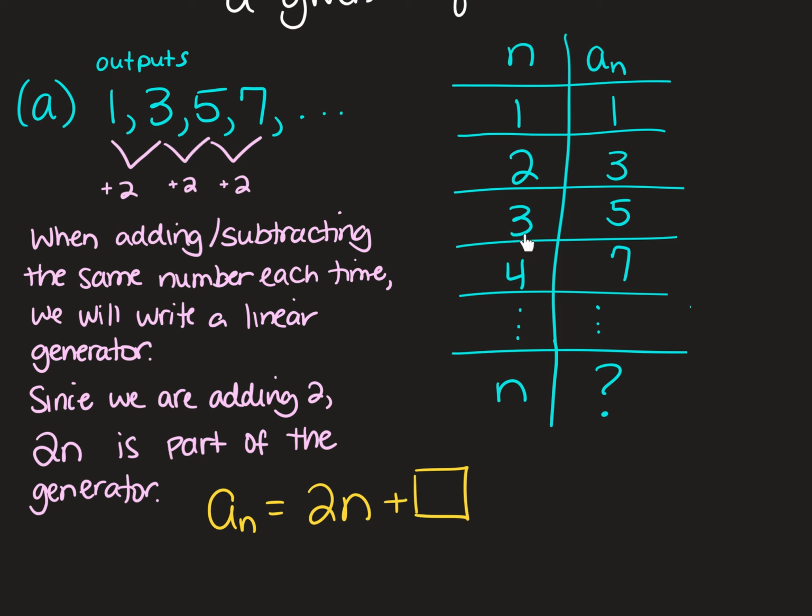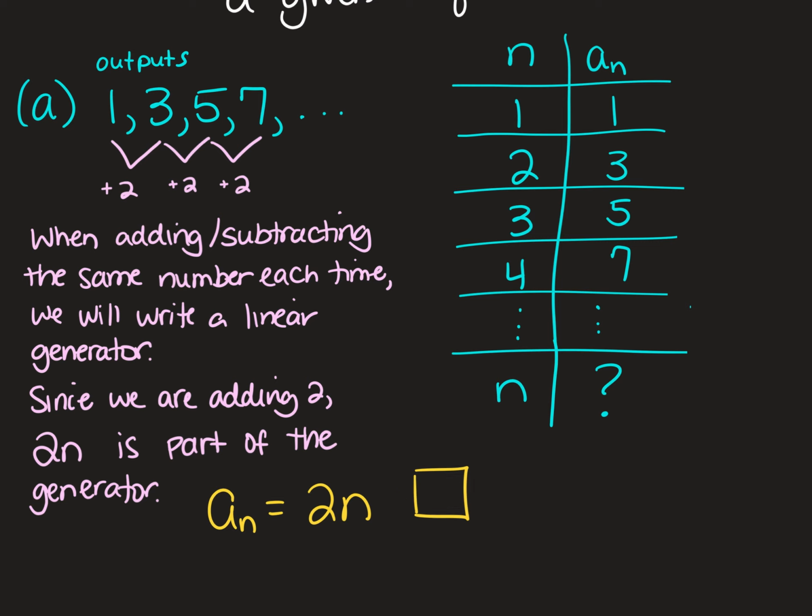So I'll pick 3, for example. If I plug in 3 here, I get 2 times 3, which is 6. My output needs to be 5. What should I do to 2n to give me an output of 5? Subtract 1. Yeah, very good. Okay, so let's call this, instead of adding, let's say subtracting there.